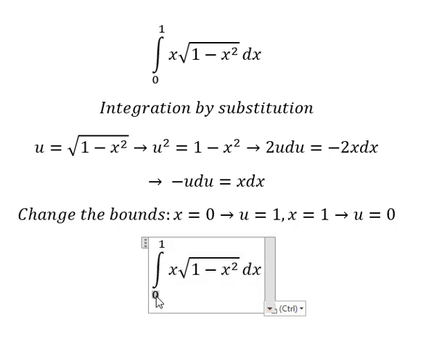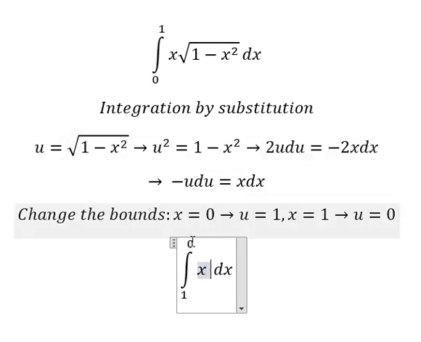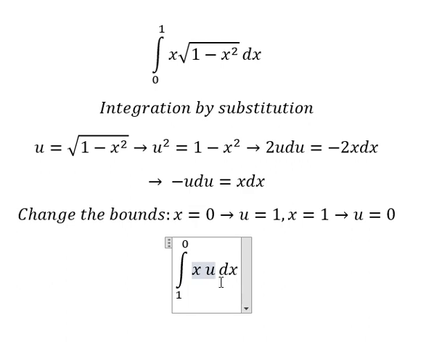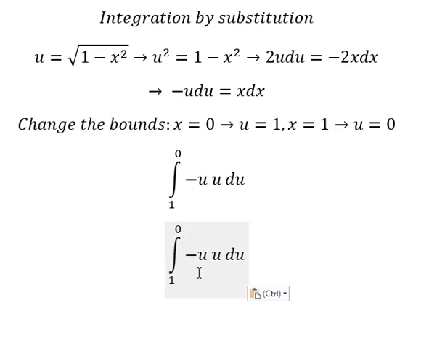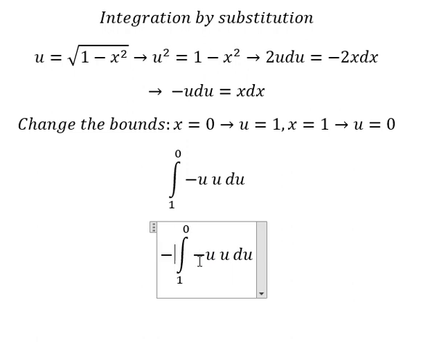So number 0 we change for number 1. Number 1 we change for number 0. The square root we change for u. s ds we change for negative u du. Now we put the negative in here. u and u, we have u squared.